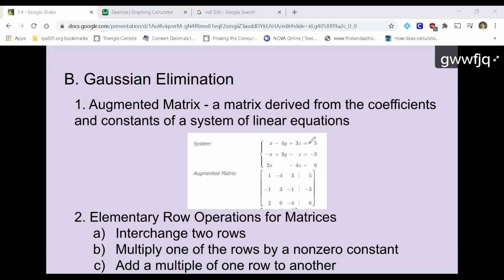So if you have this system right here, I'll place my coefficients in the first three columns: 1, -4, 3, -1, 3, -1, 2, 0, -4. And then I use this breaker. The book uses 3 dots for this, but I've also seen it commonly as just a vertical line. To be honest, I've seen it more as just a vertical line than with these 3 dots.